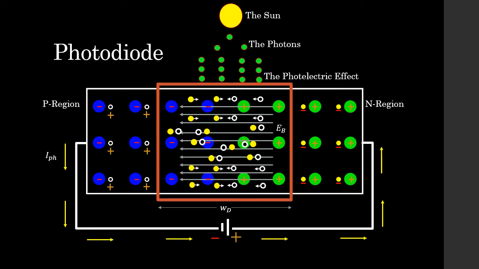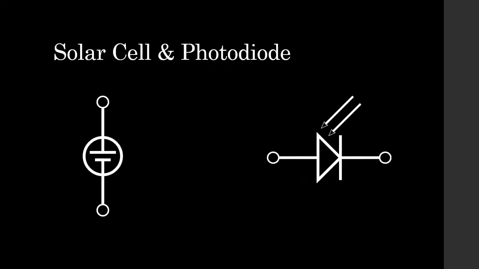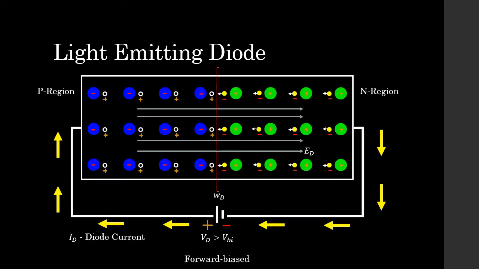That, students, is a solar cell and a photodiode. This is what the circuit schematic of these two components looks like. Remember that. And next, students, we have the light emitting diode or LED.